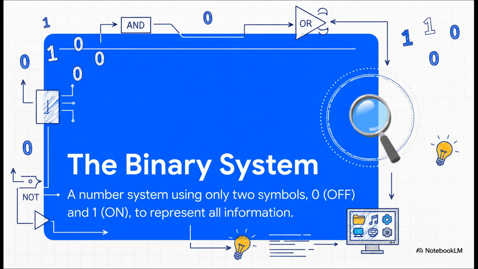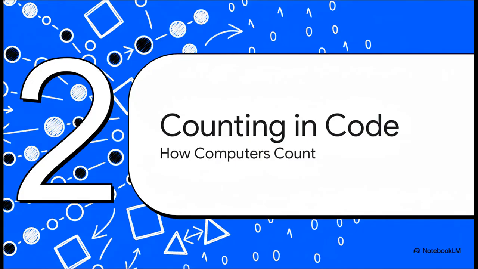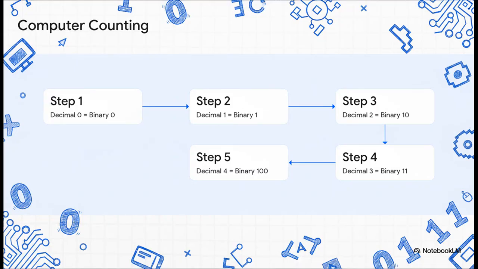Every single piece of information, a song, a photo, this presentation, is really just a massive, massive string of these ones and zeros, or what we call bits. So, you might be wondering, if a computer only has 2 symbols, how on earth can it handle something as basic as counting? Let's break down how it works. It's actually perfectly logical when you see it laid out.